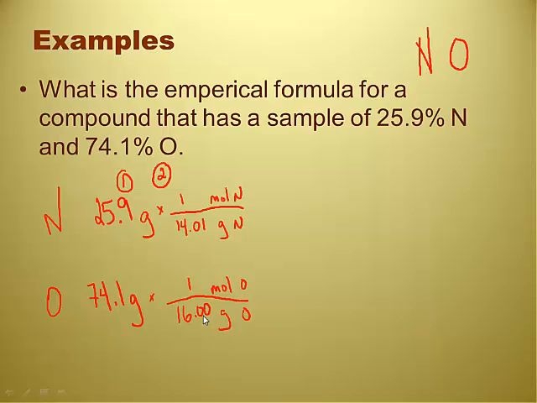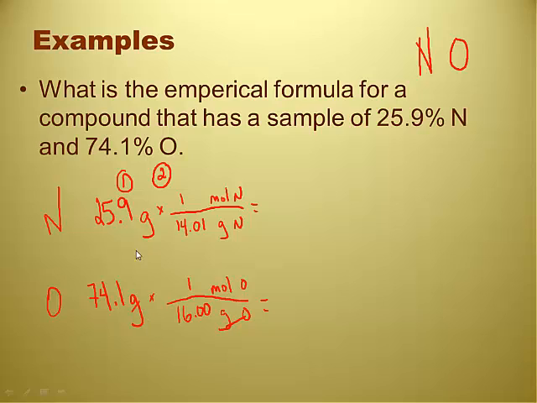Where'd you get the 14.01 from, Mr. King? The periodic table. Oh, okay. And the oxygen, why isn't it 32.00? Because this is oxygen in a compound, so we're talking about atoms of oxygen, not molecules of oxygen gas. Okay, all right. So we're going to get some answers here.